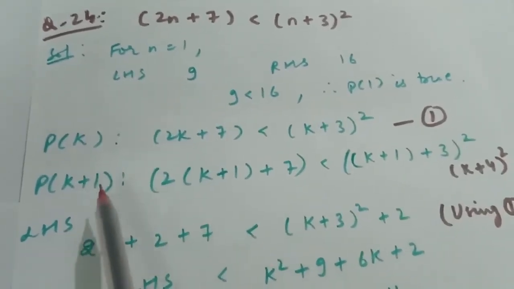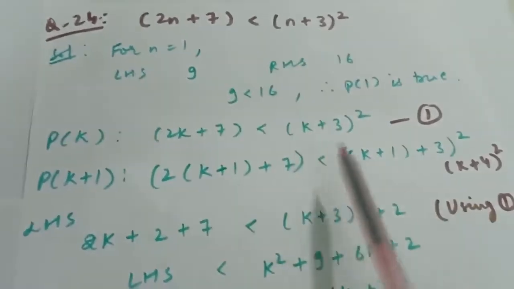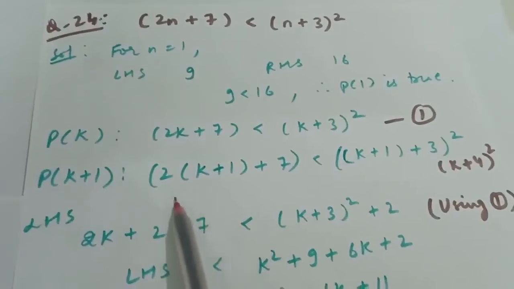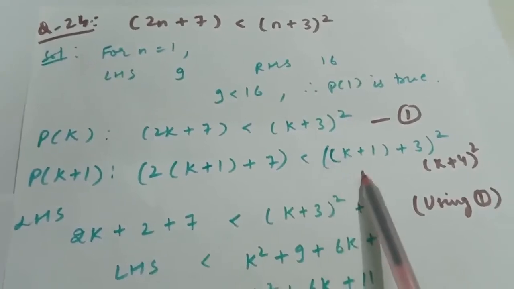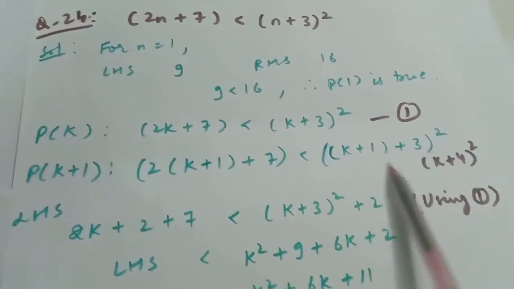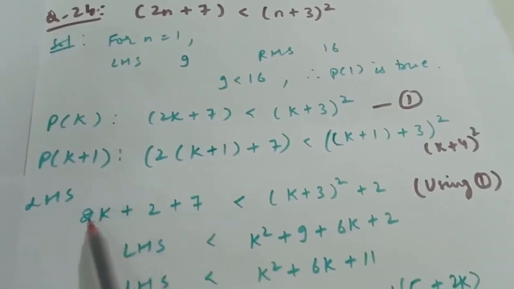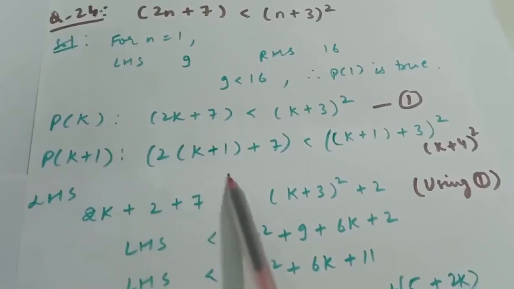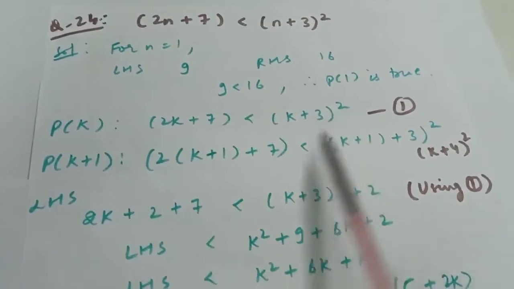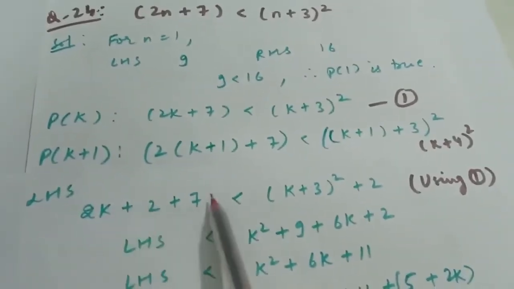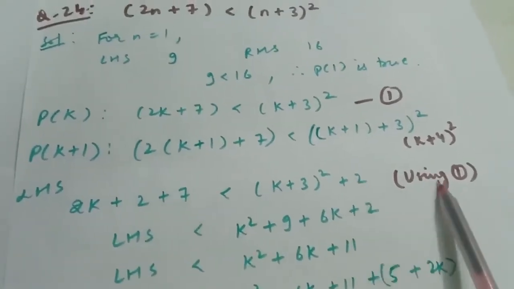Now we have to show that Pk plus 1 is true. So the statement will be, in place of n, just put k plus 1. This will be our statement, that is 2 whole bracket (k plus 1) plus 7 is less than (k plus 1 plus 3) whole square. And this will be what? (k plus 4) whole square, right? Now LHS will be 2k plus 2 plus 7. As we know, 2k plus 7 is less than (k plus 3) whole square, so this term will be less than (k plus 3) whole square plus 2 as it is, because we have used 1.